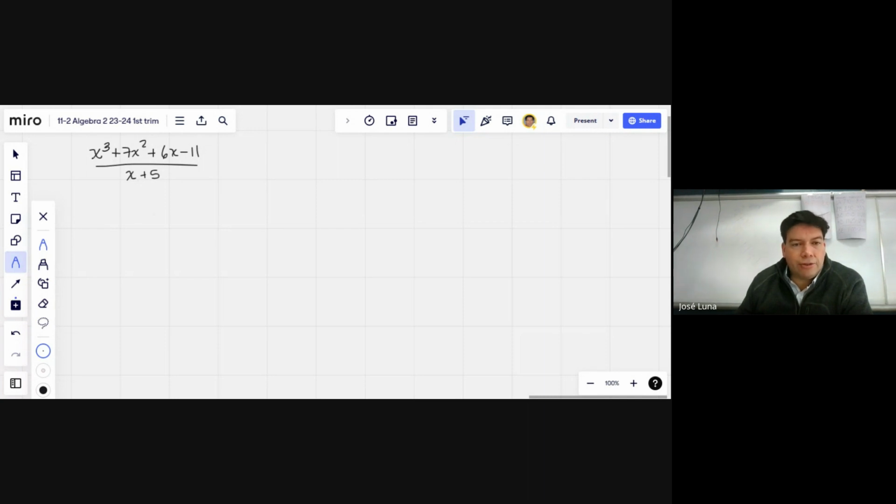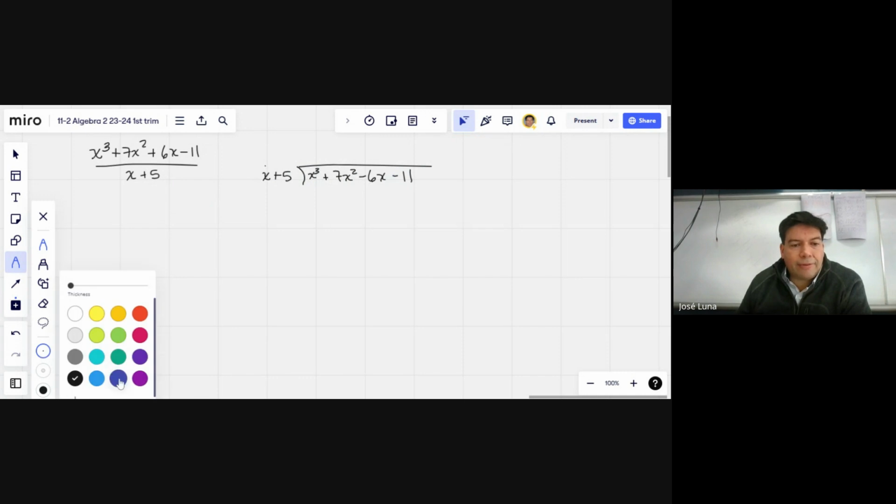So in long division, we put the divisor here just outside the box, x plus 5, and then we do our little division case, and we put the dividend inside in order, x cubed plus 7x squared minus 6x minus 11.